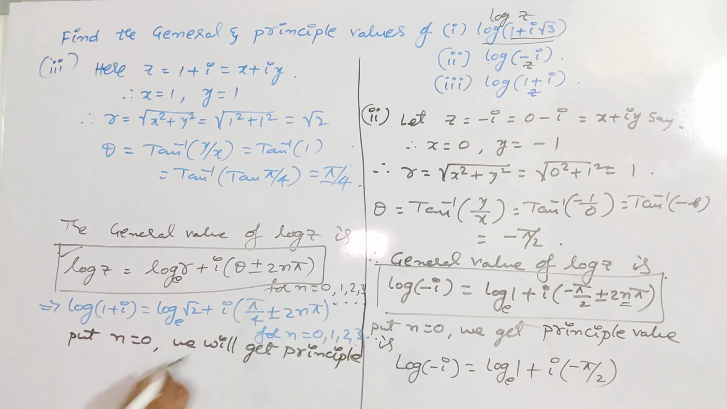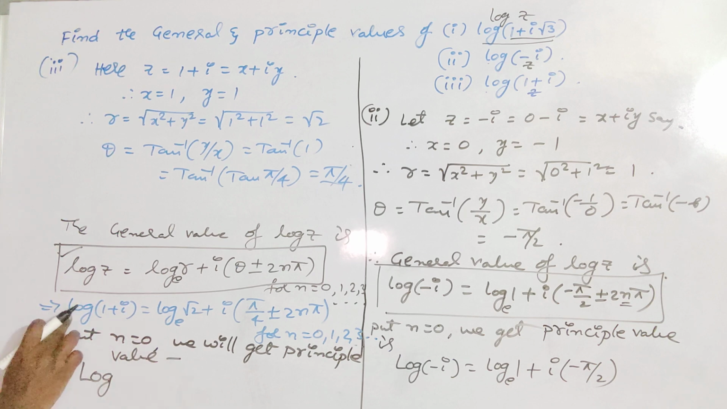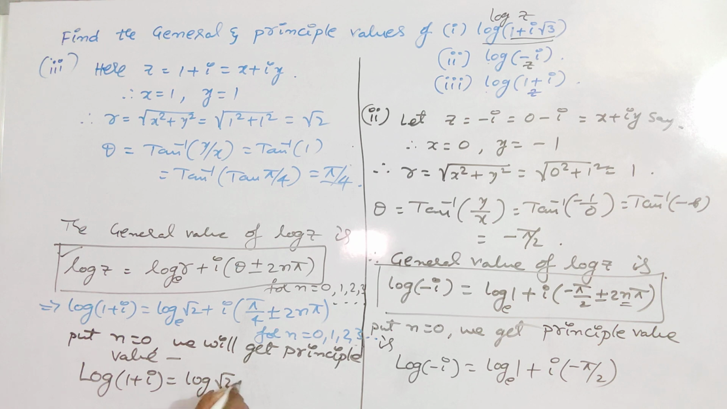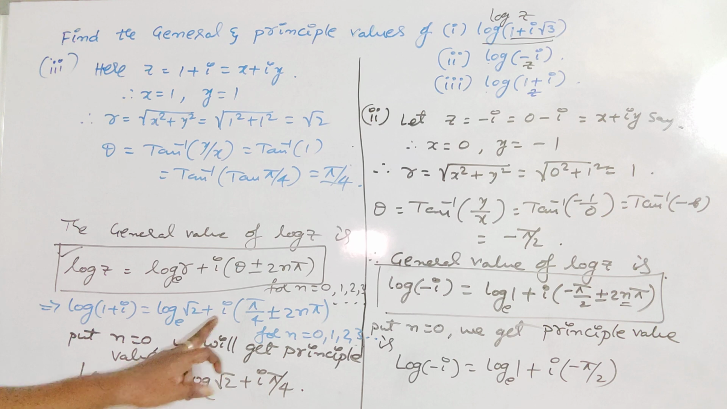Very simple model. So capital L, okay, log of 1 plus i is equal to log root 2 to the base e plus i into pi by 4. After getting general solution, it is very easy to get principal value. Just by replacing n is equal to 0 in the general solution, you will get principal value.